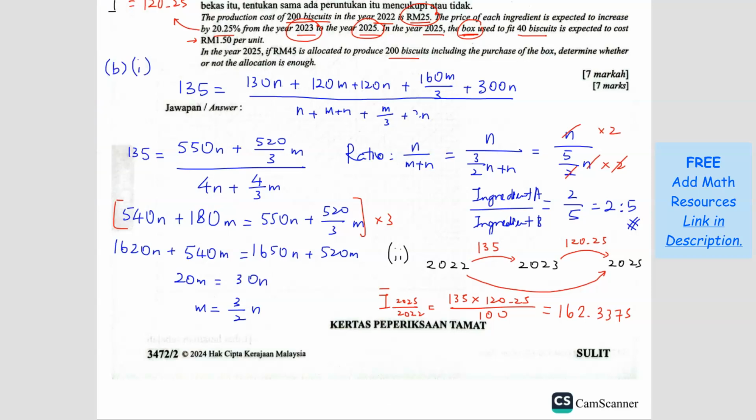So we get 162.3375 equals to, we don't know the price for 2025, but we know the 2022 one is 25 ringgit, times 100. So what is the Q 2025? You times 162.3375 by 25, and then you divide by 100. So you should get your answer, 40.58.